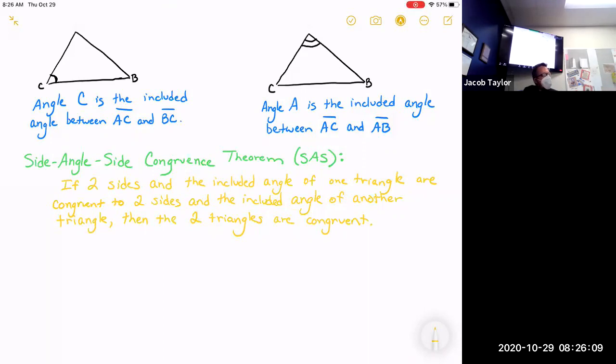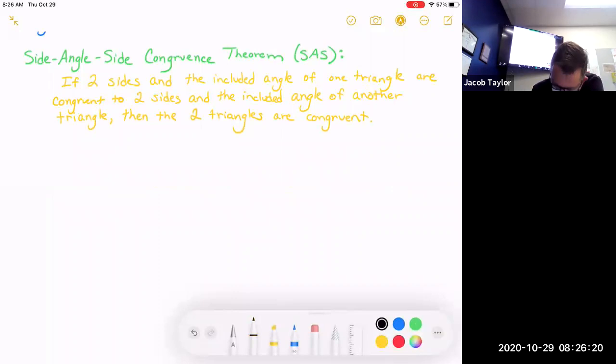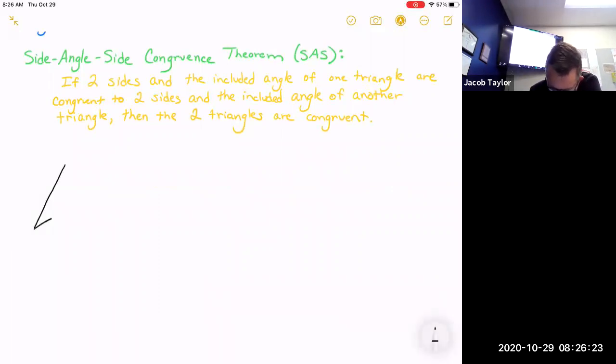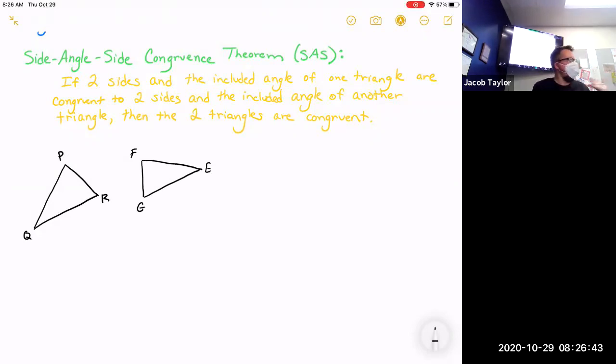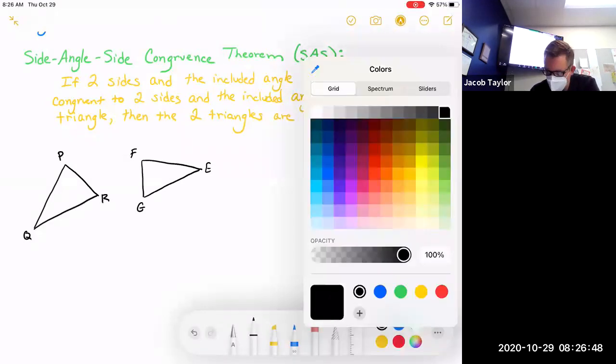So I'm going to give you a couple of pairs of triangles, and I want you to tell me whether or not we have enough information to prove that the two triangles are congruent. Now you can't go just based on the pictures. You can't look at the pictures and say, those look like they're the same.